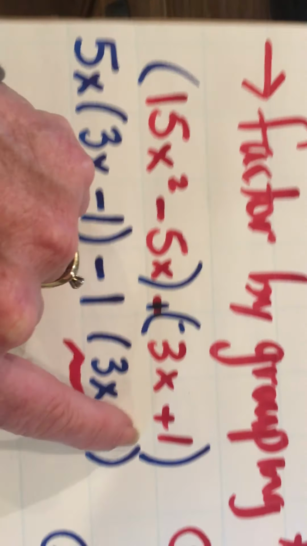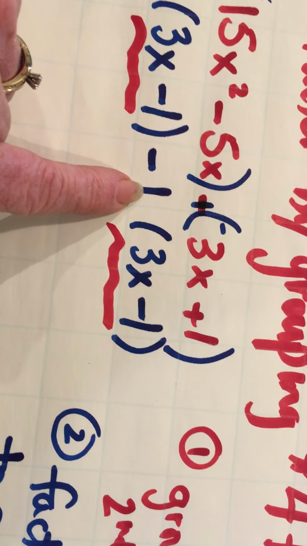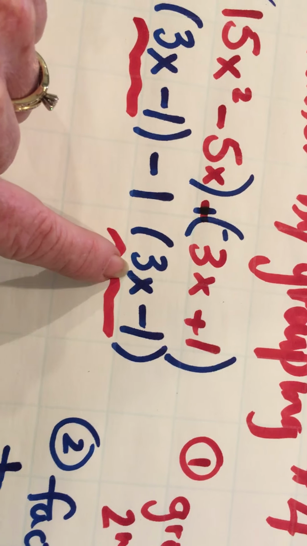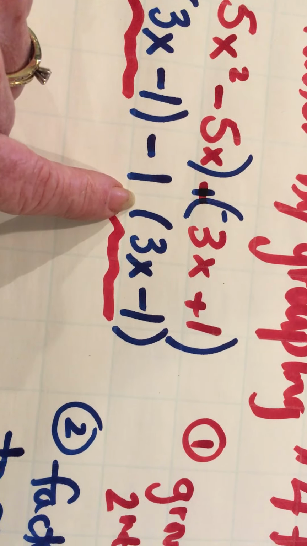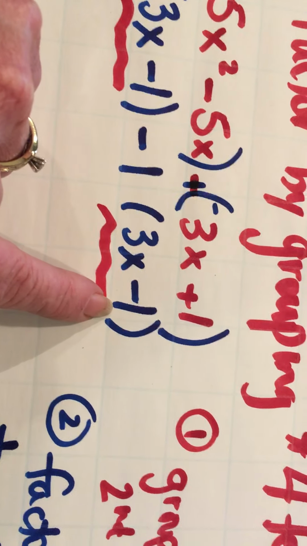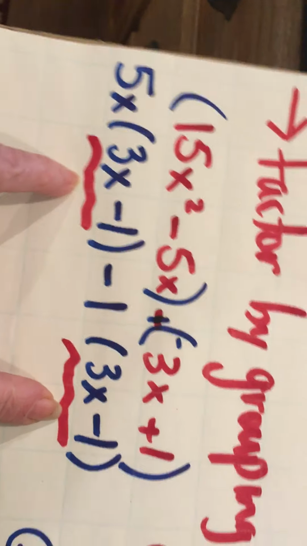Okay, we want this other parenthesis to look the same as that one, so if we factor out a negative 1, negative 1 times what gives me negative 3x? It would be a positive 3x. Negative 1 times what gives me a positive 1? It would be a negative 1. So we have reached our goal. Our 2 parentheses look identical.